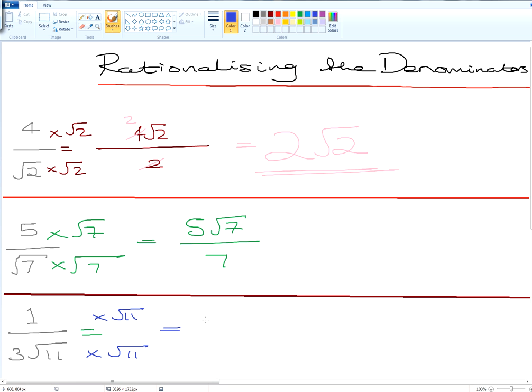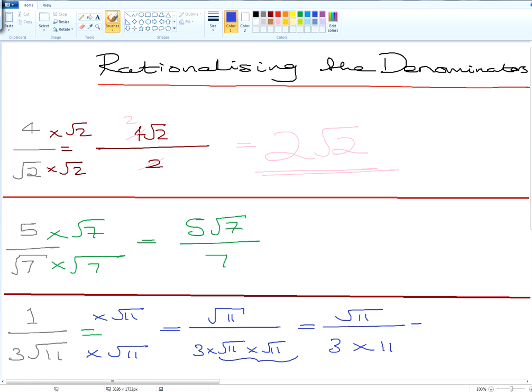So on the top you'll have 1 times by root 11, which is just basically what? Root 11. On the bottom you have 3 multiplied by root 11 multiplied by root 11. When you multiply a root by itself, it gives you what? 11. Gives you the whole number inside. So that gives you 3 times by 11. What's 3 times by 11? 33. So it would be 33 root 11.